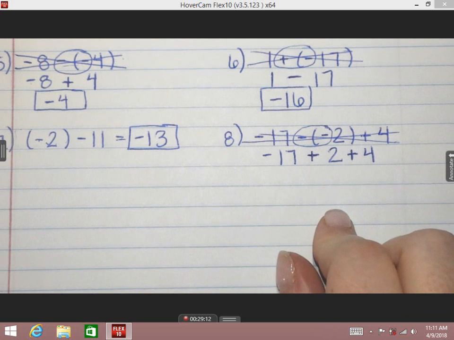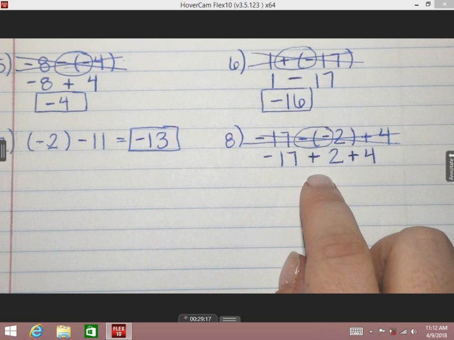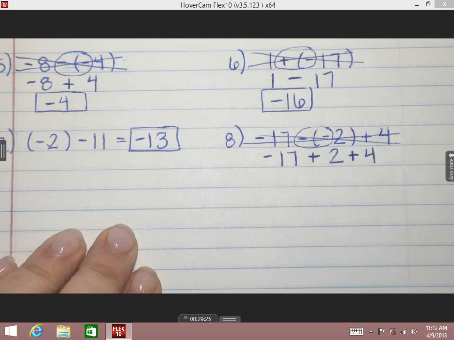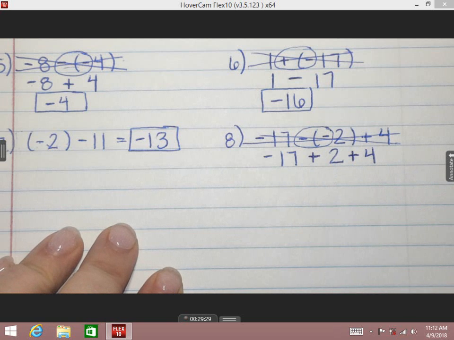All right. Guys, just in doing that, didn't that make this problem look a lot easier? It still might look a little confusing because of the negative, but it definitely made it look better than what we started with. All right? So now, just like order of operations says, when I have addition and subtraction, we start left to right.